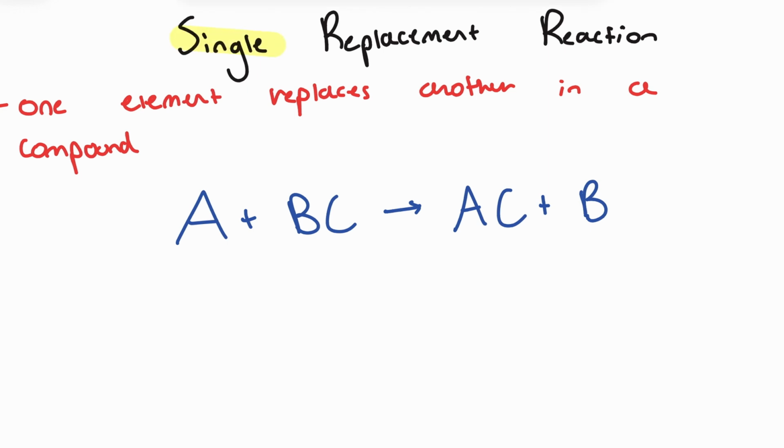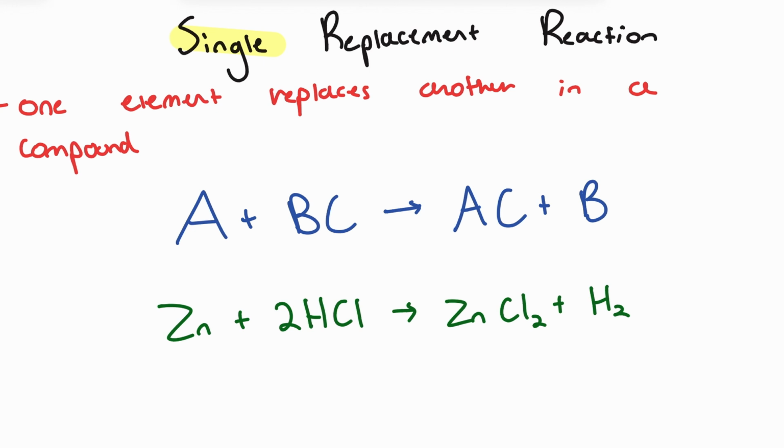So in our equation below, A should be the only element replacing something, and C should be the only element being replaced. An example of a single replacement reaction is zinc plus hydrochloric acid will react to form zinc chloride and hydrogen gas. Notice that the only thing that's replacing something is zinc. Zinc is replacing our hydrogen. And the only thing that's being replaced is our hydrogen. So again, this is a single replacement reaction.